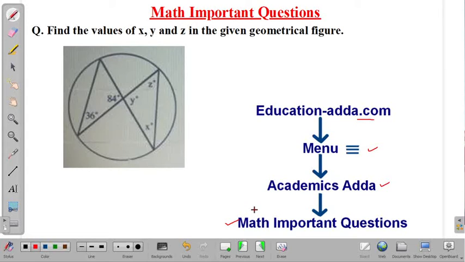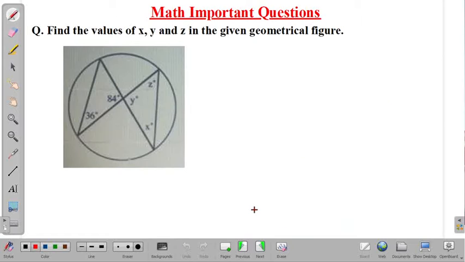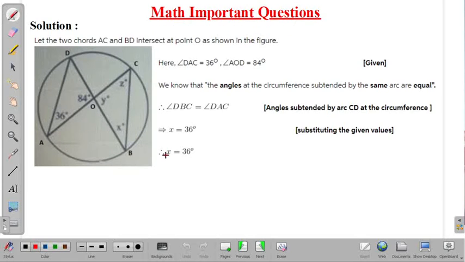Okay, friends. So now coming back to the discussion, one figure is given and we have to find the values of x, y and z. These are the angles of a triangle and we have to find all these angles. One by one we will discuss. Suppose we have named these AC chord and BD chord. Both chords are intersecting at point O.